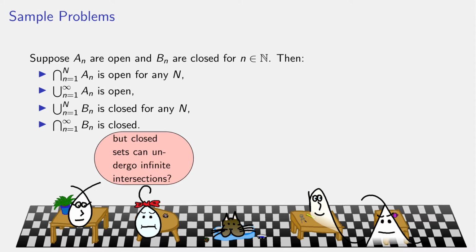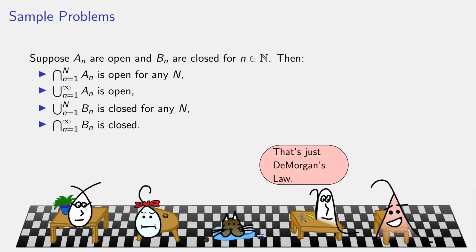So yeah, open sets can undergo infinite unions. Closed sets can undergo infinite intersections. And that is in fact really just De Morgan's law. In fact, if you had proved the first two successfully, then you can probably prove the second two just by applying De Morgan's laws.